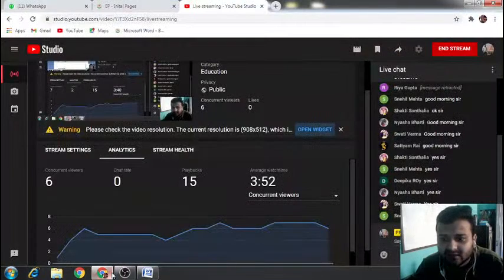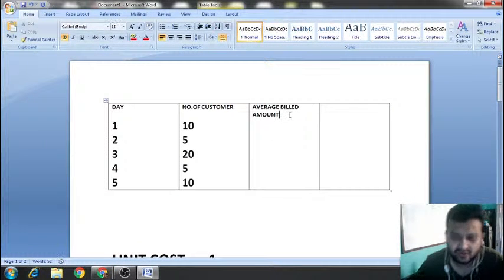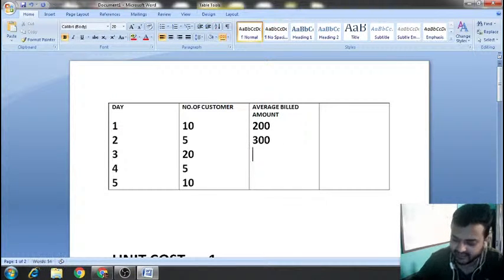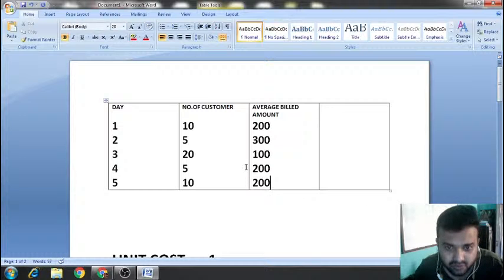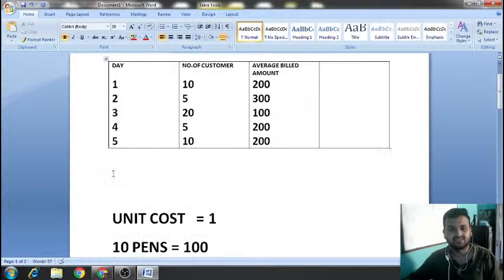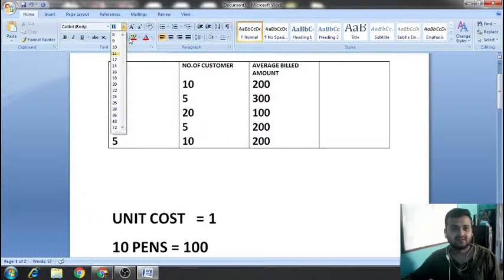Now I'll tell you what was the average billed amount per day. Let's take an example: 200, 300, 100, then again 200, and again 200. Clear? So this is the question that you will get in your question paper: day, number of customers and average billed amount. I am writing the question down.